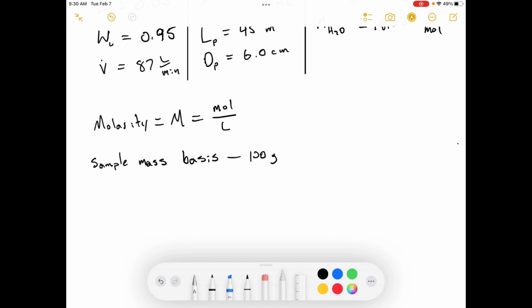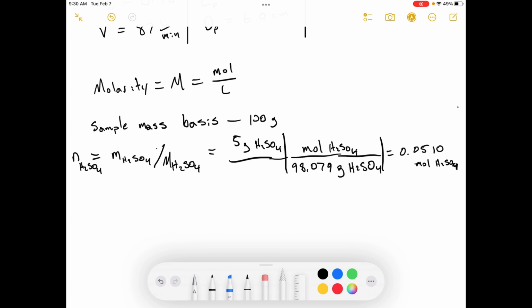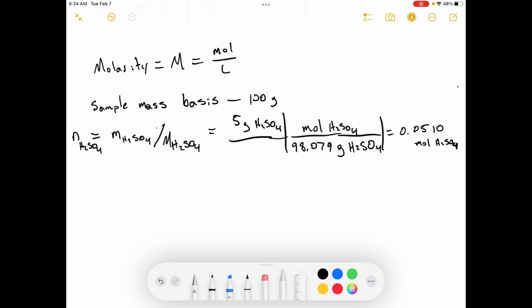In order to calculate this, what I'm going to do is take a 100 gram sample of this solution and analyze it. First, I'm going to look at how many moles of sulfuric acid are in my 100 gram sample. I have a certain mass of sulfuric acid in the sample, and I know how much that is because I have the weight percent. I divide that mass by the molar mass of sulfuric acid to calculate the total number of moles of sulfuric acid in my sample.